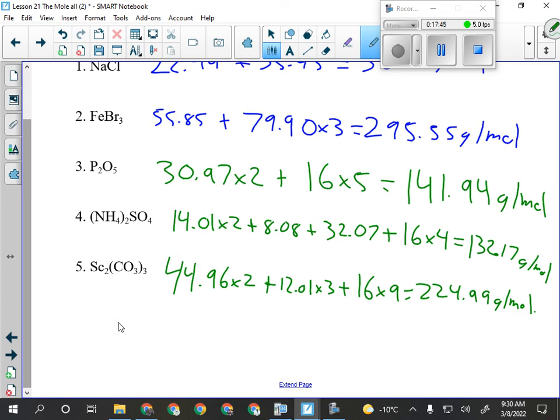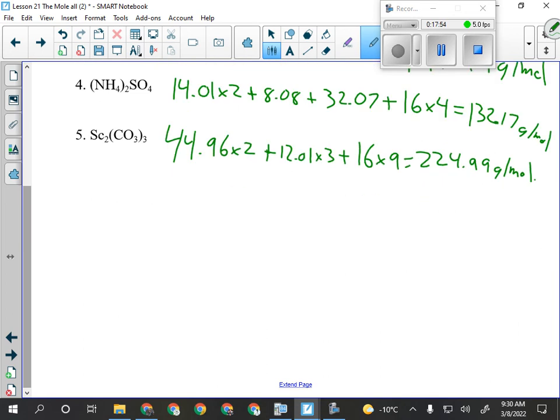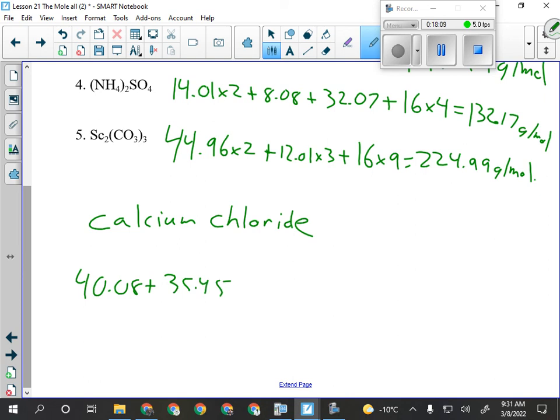Now, is it a little trickier if I give you the name of the material in words? Yes. You'd be surprised. I've even done this on a test and just said, what's the molar mass of calcium chloride? And I'll get people who will go 40.08 plus 35.45 and think they're done. What's wrong with that? Calcium chloride is, there's 2 of them. 2 chlorides.